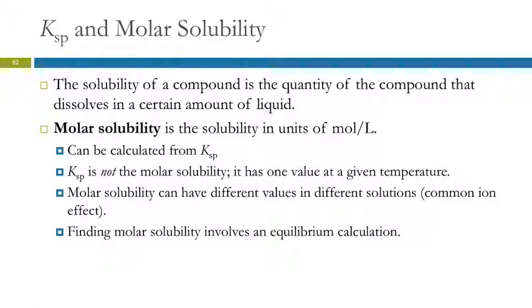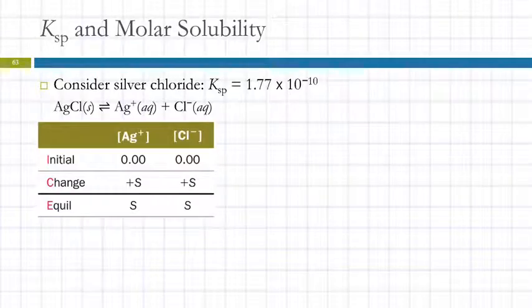It's important to note that KSP is not the molar solubility. Molar solubility can vary depending on common ions or pH of the solution. KSP is a constant at a given temperature. It will change with the temperature change, but otherwise it's a constant. So to find molar solubility, we're going to do equilibrium calculations. So this should be just a variation on a theme.